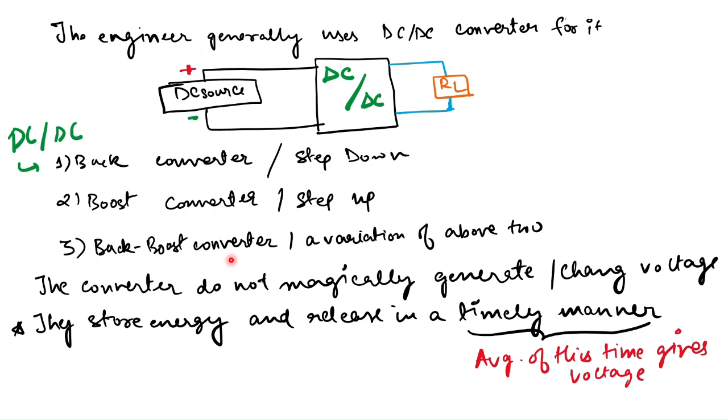Now the converter does not magically generate or change voltage. What it does is it stores energy in the inductor, as magnetic energy, and in the capacitor, as electric field, and releases it in a timely manner. So when you take the average of the voltage in those time periods, it will give you the voltage across RL, which is the required voltage level, a step up voltage or step down voltage. Just a quick recap on buck and boost converter.